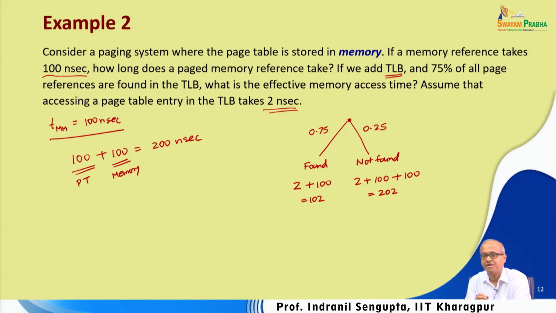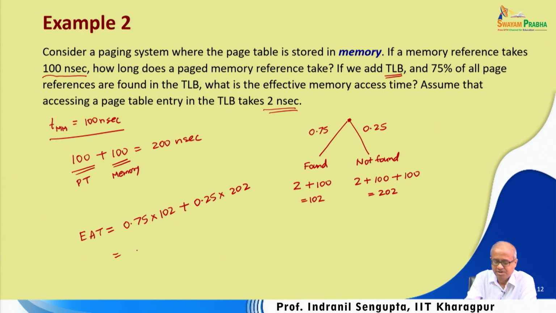So, now it has asked to find the effective access time. Effective access time will be, you look at this probability thing, with 0.75 probability access time is 102. So, it will be 0.75 multiplied by 102 plus 0.25 multiplied by 202. So, whatever you calculate, that will be your answer, it will come in nanoseconds. Okay. This is how you can calculate, simple. Let us take another example.